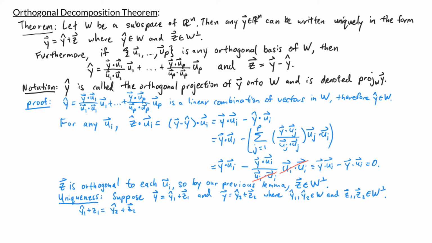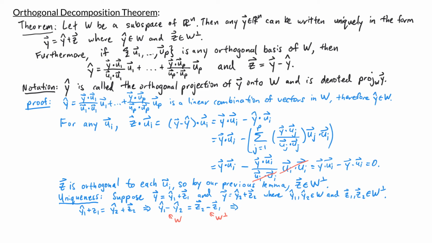Subtracting y2 hat from both sides and subtracting z1 from both sides, I get y1 hat minus y2 hat equals z2 minus z1. Since W is a subspace and y1 hat and y2 hat are both in W, I know that the left-hand side is a vector in W. Similarly, W perp is a subspace, and since z1 and z2 are both in W perp, I know that z2 minus z1 is also in W perp. Now, the only vector that's in both W and W perp is the 0 vector.